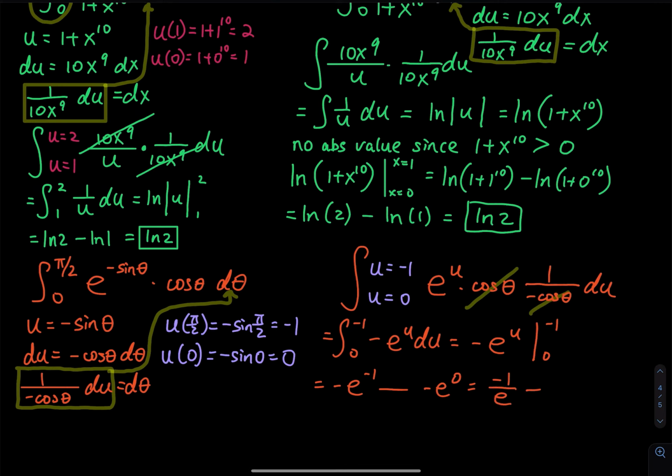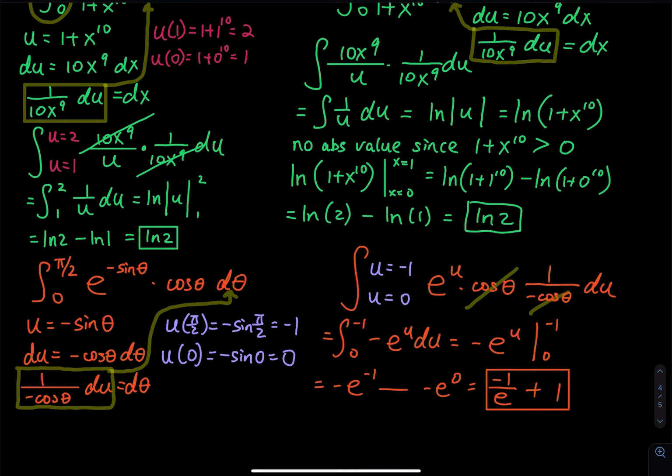And then minus is a plus. E to the 0 power, please don't tell me that is equal to 0. E to the 0 power is equal to 1. So the answer is negative 1 divided by e plus 1. This is the final answer.